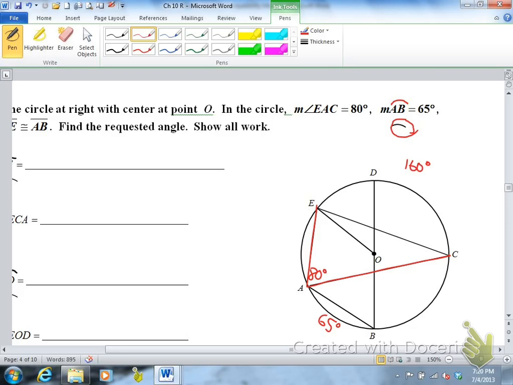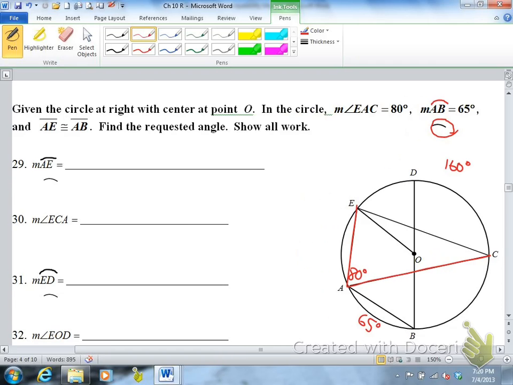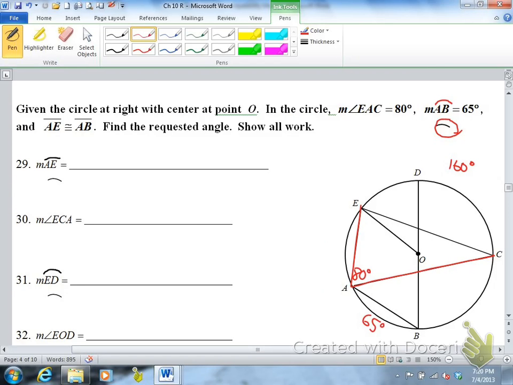So what do we have first? We also have that AE is congruent to AB. It made it easy for us. Okay, so if that's true, then you also know EA is 65, since congruent chords produce congruent arcs, so we know that much. There's probably a lot more that we could label, but let's see what we're asked for. Measure of AE. We already have that as 65, because we have congruent arcs on congruent segments.